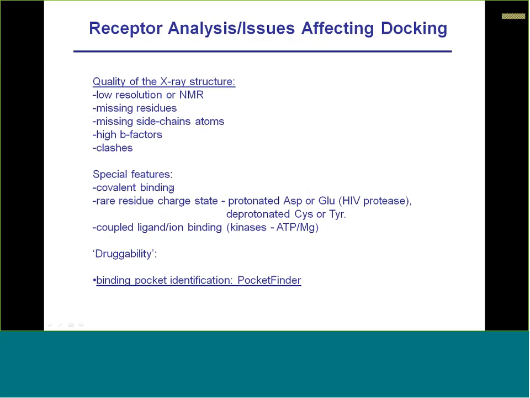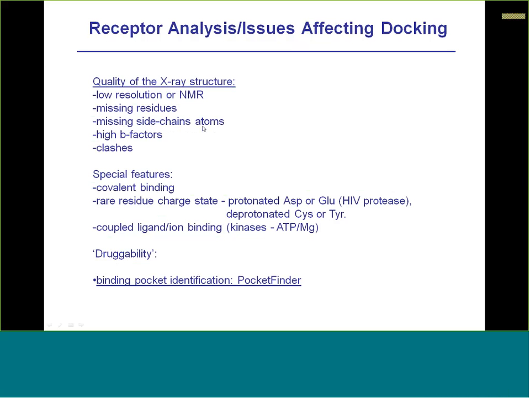Okay, so when you have your protein and you're docking to it, there are some issues that you need to look at before docking or screening. So the first issue really is obviously the quality of the X-ray structure. Ideally, you'll use a high-resolution X-ray structure. It's important to identify where the crystallographer has not seen any density for the side chains of the receptor. So there may be missing residues, or there may be missing atoms, side chain atoms.